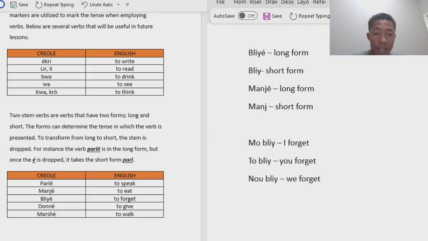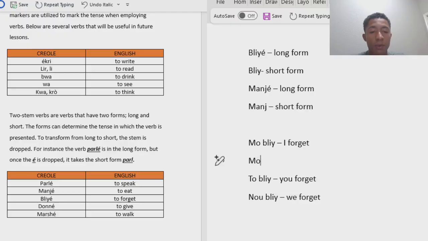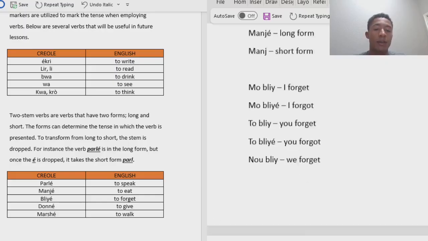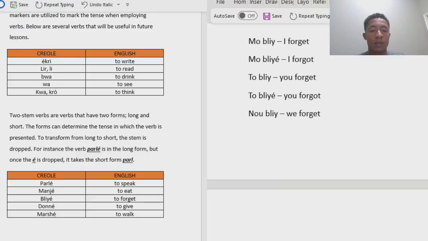The same thing happens with oublier. Mo oublier, I forgot. T'oublier, you forgot. Then n'oublier, we forgot.